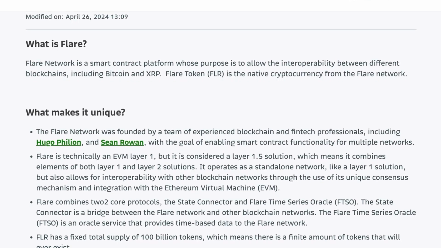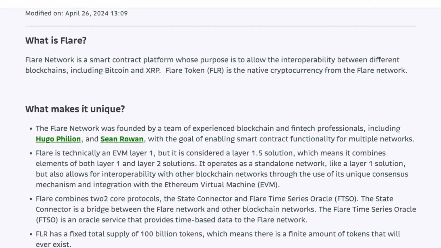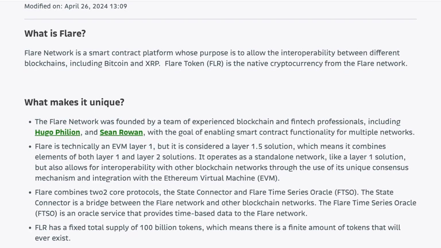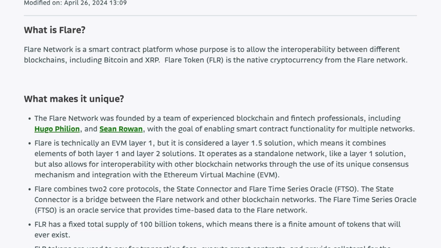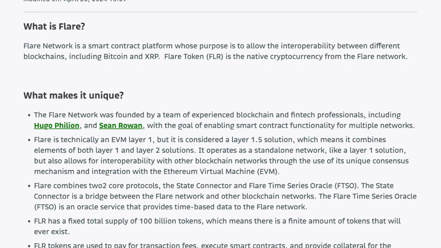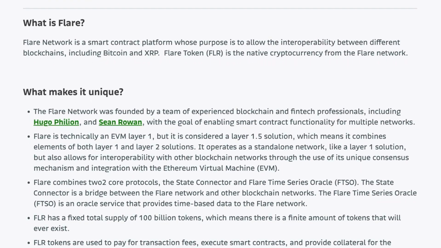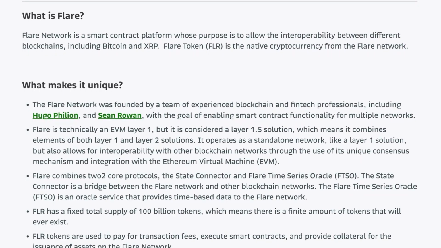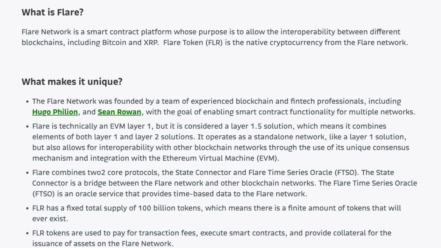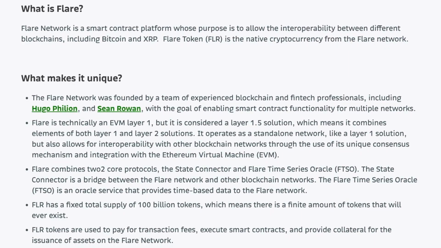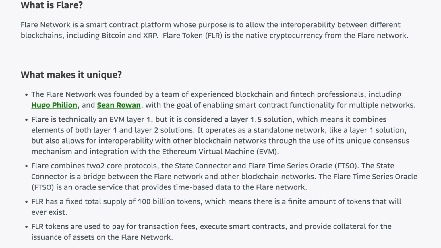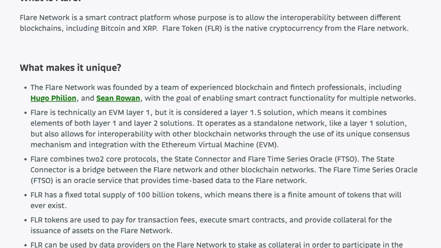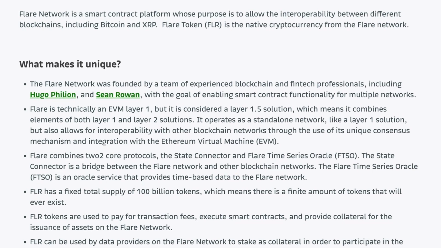FLR was built by Hugo Filion and Sean Rowan, with the goal of enabling smart contract functionality for multiple networks. FLR is technically an EVM Layer 1, an Ethereum virtual machine Layer 1, but is considered a Layer 1.5 solution, which means it combines elements of both Layer 1 and Layer 2 solutions. It operates as a standalone network, like a Layer 1 solution, but also allows for interoperability with other blockchain networks through the use of its unique consensus mechanism and integration with the Ethereum virtual machine.